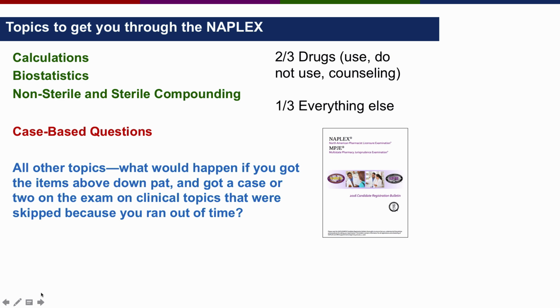Now, look over on the right here where it says 2/3 of the exam is drugs. So that means you're picking a drug, you're matching a drug to a bug. You're picking an answer, do not use. Perhaps there's an allergy. You're providing counseling. It's all the things that a pharmacist normally does in the course of the day. About 1/3 is everything else.